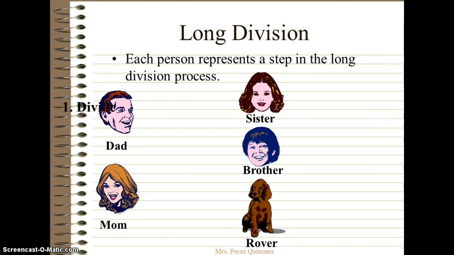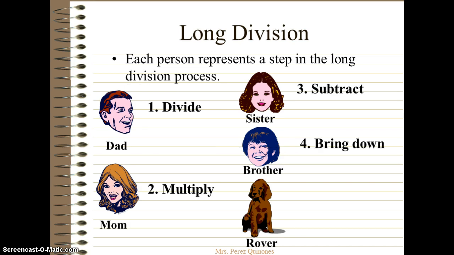Dad means divide. Mom means multiply. Sister means subtract. Brother means bring down. And Rover means repeat or remainder.